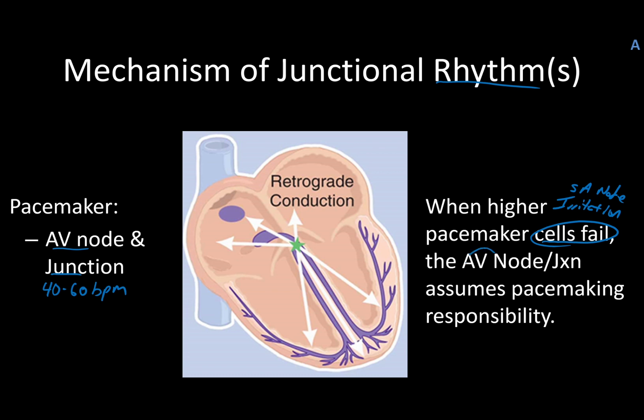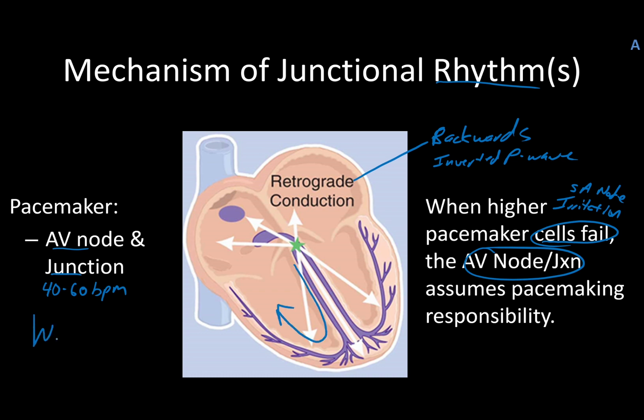Ultimately, the AV node and junction are responsible for that heartbeat. We're still using that retrograde conduction, going backwards, and so that's why you will have the inverted P wave. But you will have normal conduction through the ventricles.